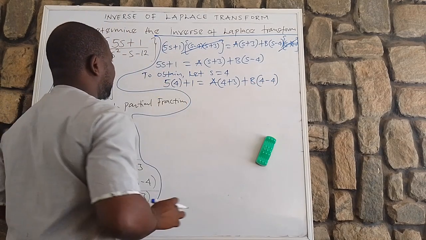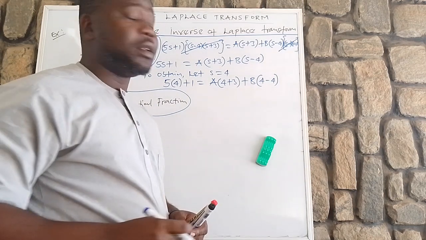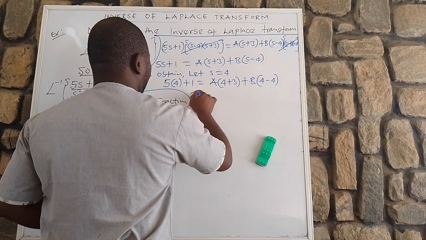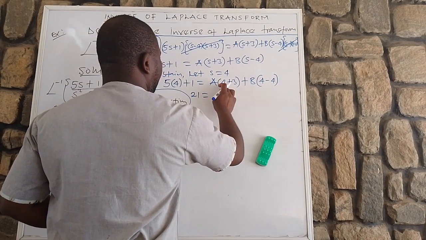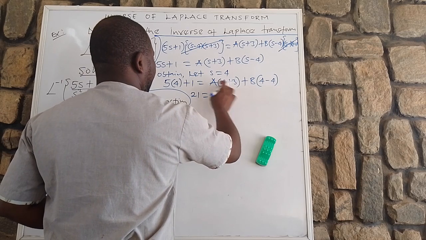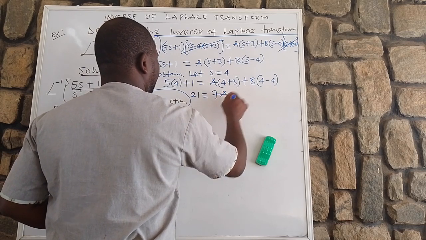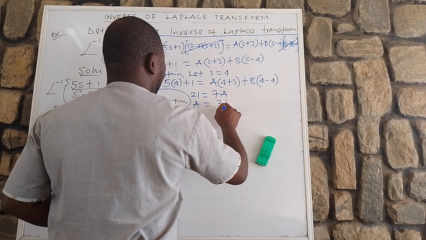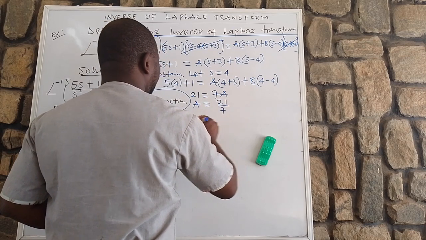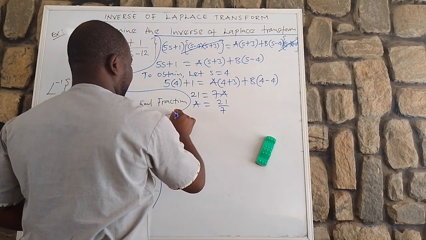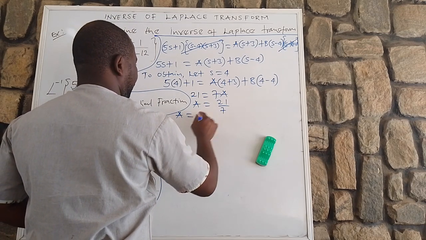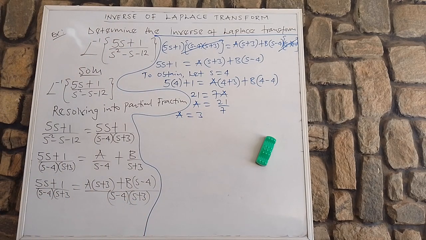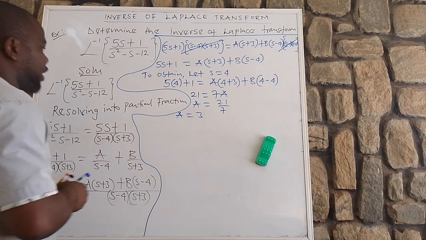5 times 4 is 20. 20 plus 1 is 21, isn't it? So 21 equals, here is 4 plus 3, 7. 7 times A is 7A. So our A will be equal to 21 over 7. A equals 21 divided by 7, which is 3. True or false? Isn't it? Okay.